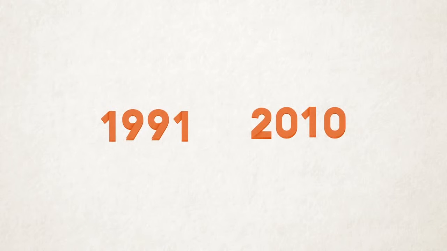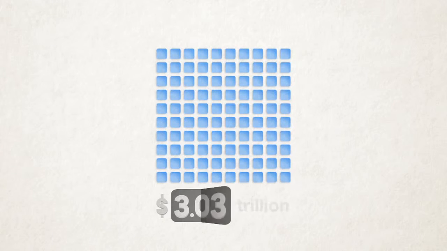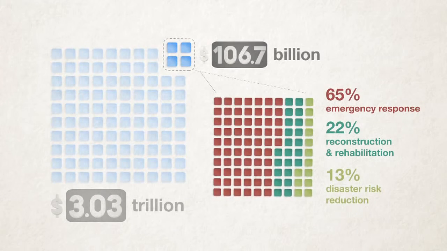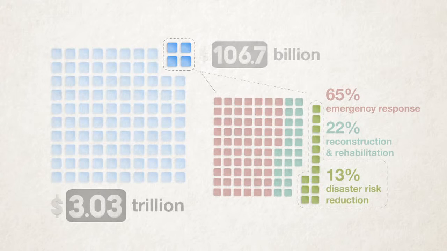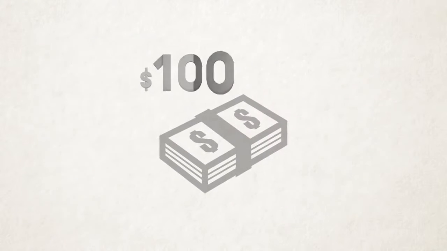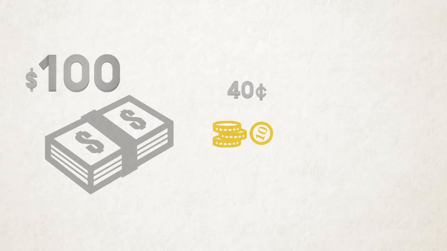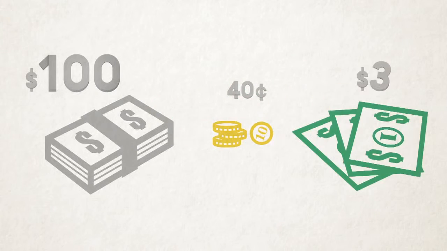Between 1991 and 2010, the international community committed over $3 trillion in aid. Of that amount, $106.7 billion were allocated to disasters. And of that amount, just a fraction of about 13% was put to use for risk reduction measures before disasters strike. This means that out of $100 spent on development aid, only 40 cents have been invested into risk reduction compared to $3 for delivering aid after a disaster.